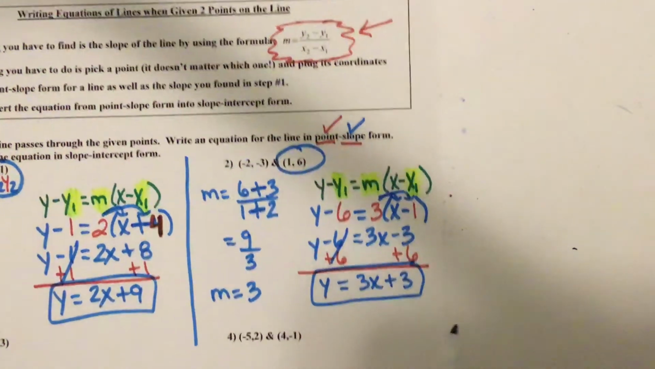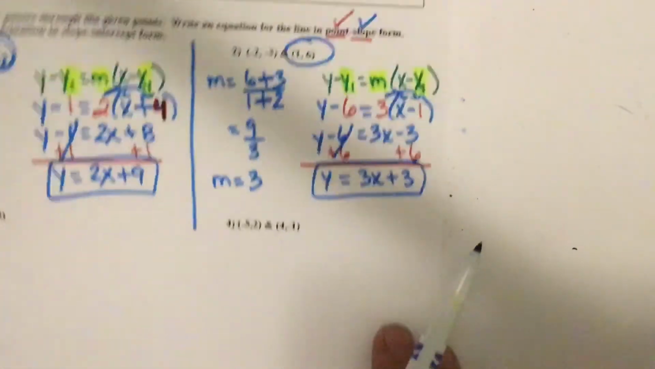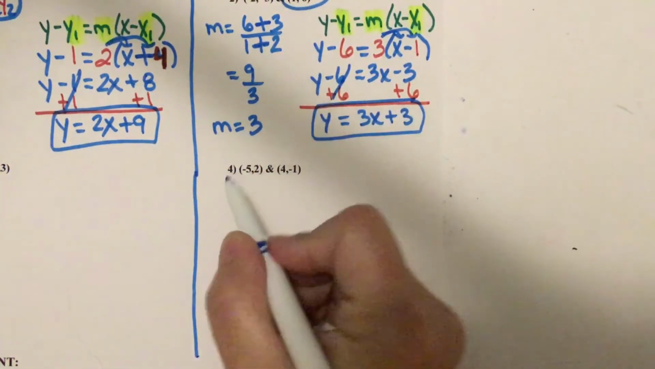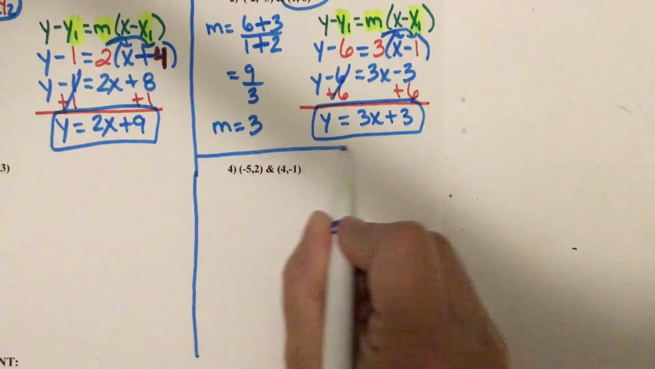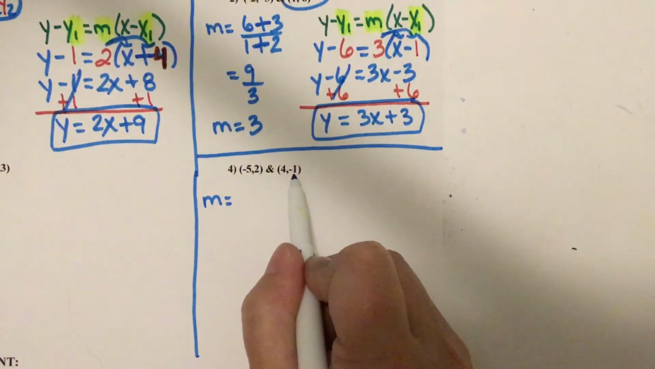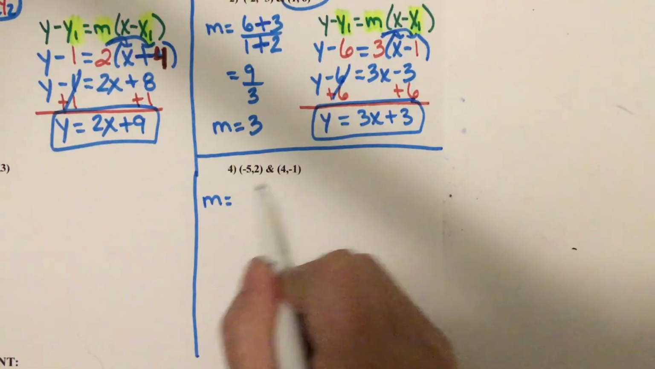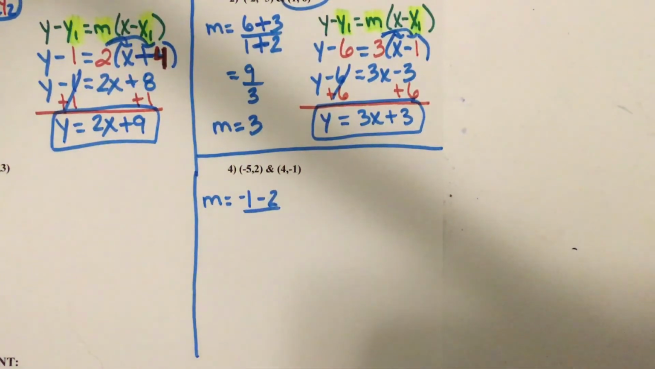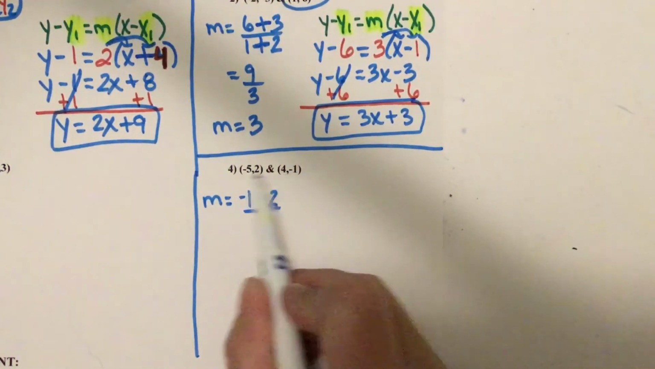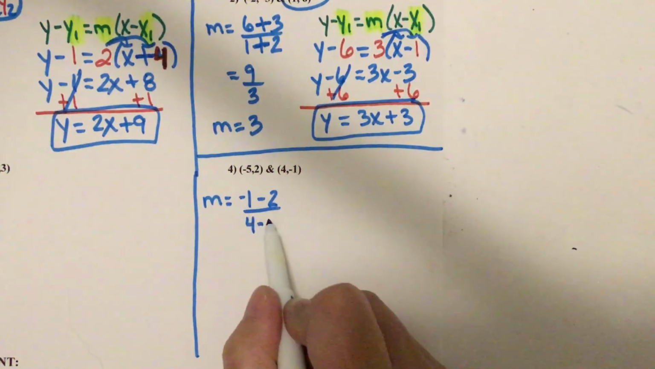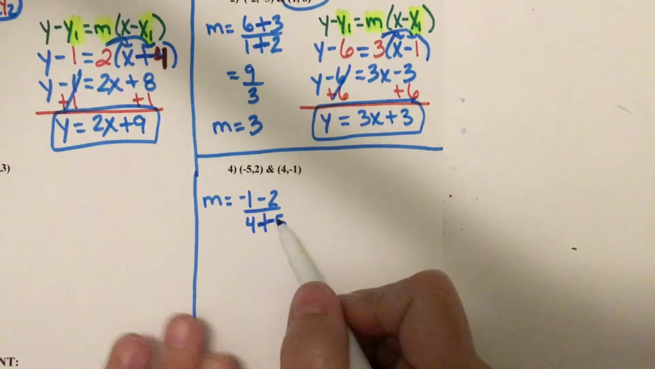Okay, let's just jump down to number 4. I don't think we need to do all 4 of these. All right, so number 4, I've got to find my slope first. All right, so I go y2 minus y1. So negative 1 minus 2 over x2 minus x1. So 4 minus negative 5. Remember, the minus and negative back to back makes a big old plus.